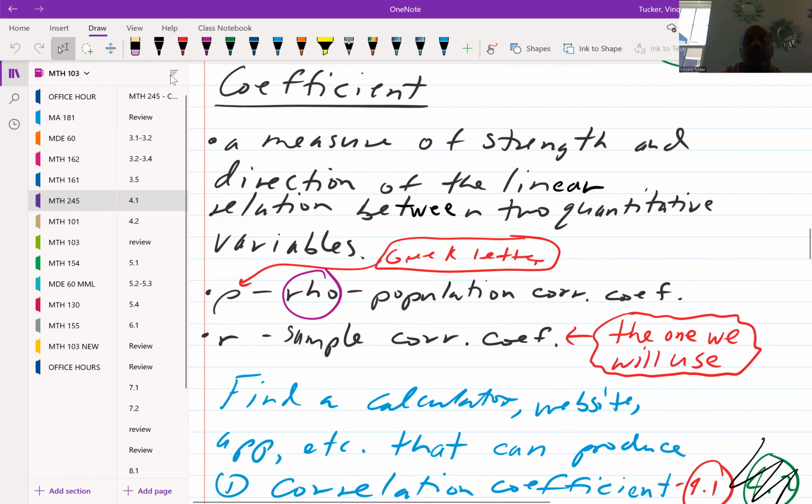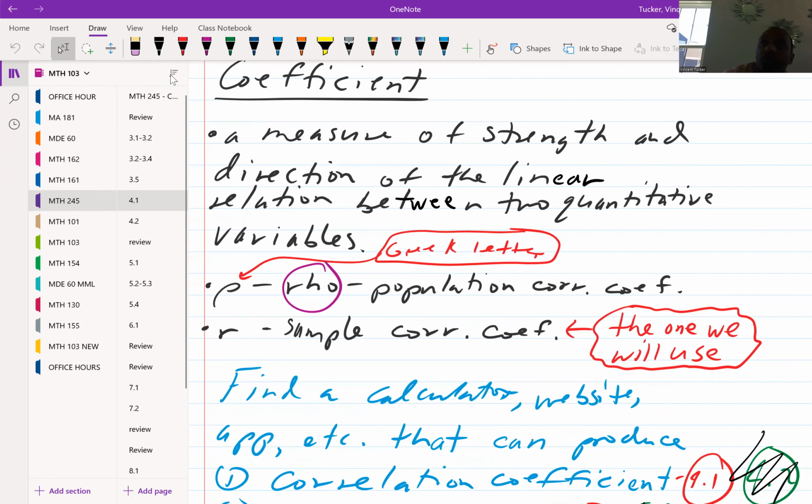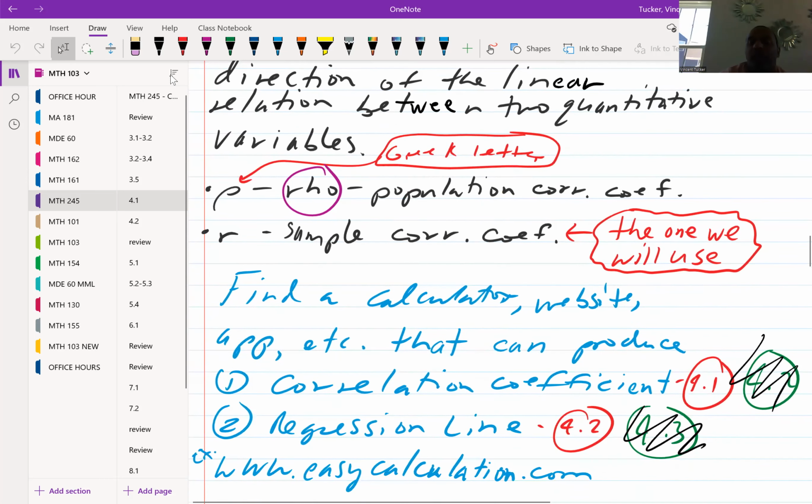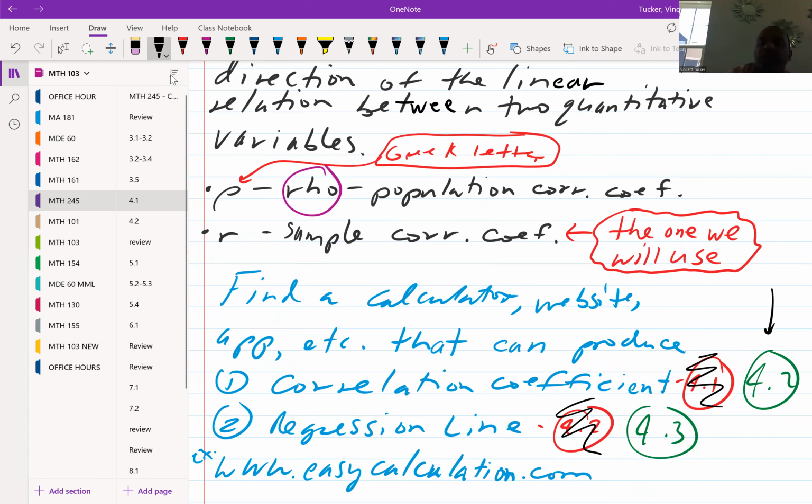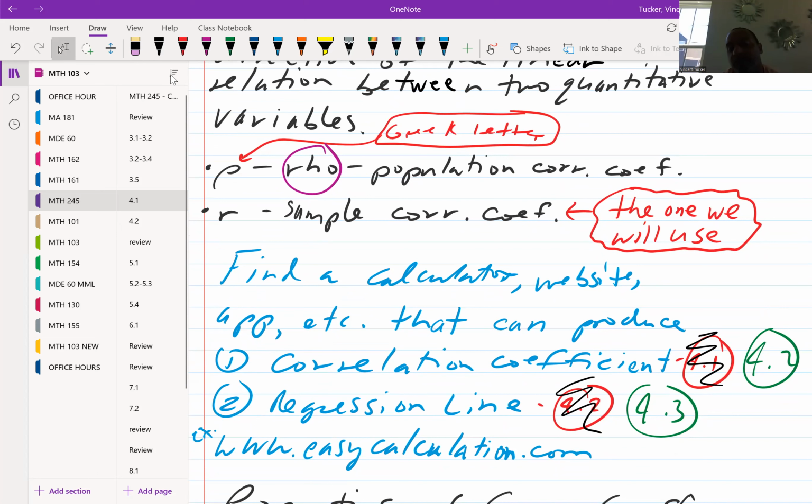All right. So just like we did with the variance and the standard deviation, we want to use an app, website, or calculator, something along those lines that will enable you to calculate the correlation coefficient, which is coming out of 4.2, and then the regression line, which is coming out of 4.3. Easy calculation, you calculate them both. I'll show you an example of that in a second, but you do want to have something that can calculate it for you. You're not expected to have to calculate that by hand.